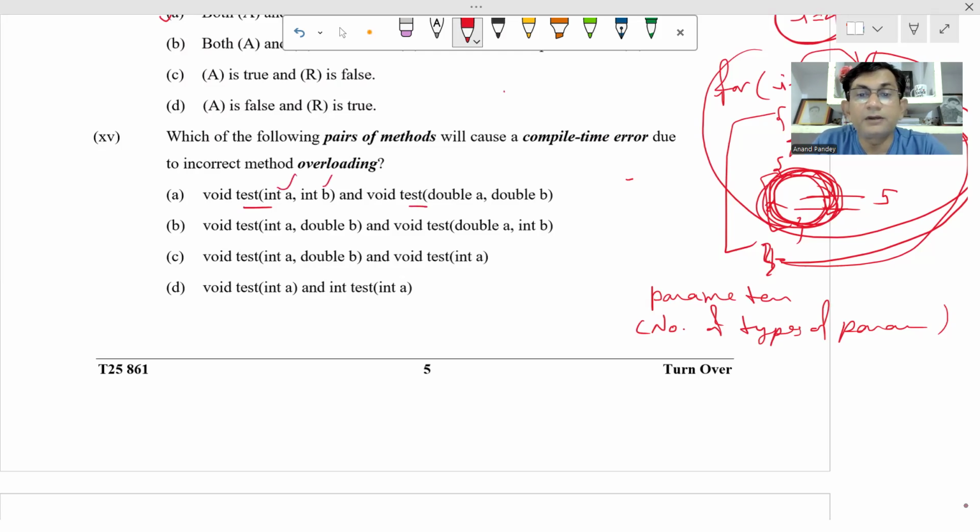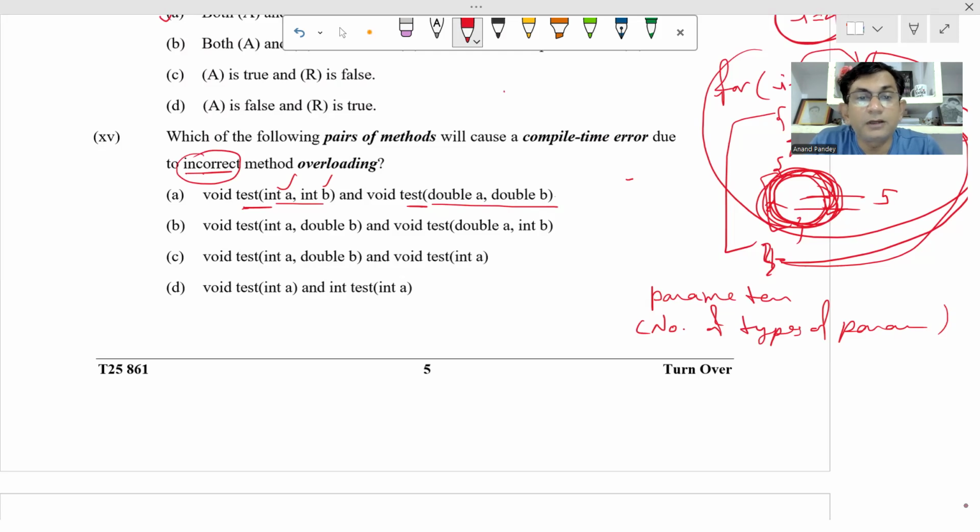Here the number of parameters and their names are the same. Test, test. Okay, names are same. Their number of parameters is also the same, but their types are different. So it's correct, meaning it is not incorrect. We are going to search for the incorrect method overloading. ठीक है, ध्यान देना, correct, incorrect. So this is not the answer, but okay.